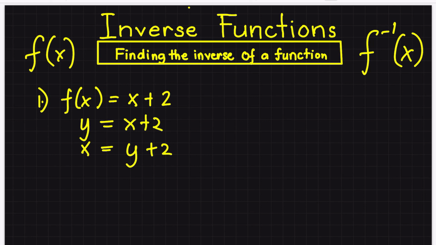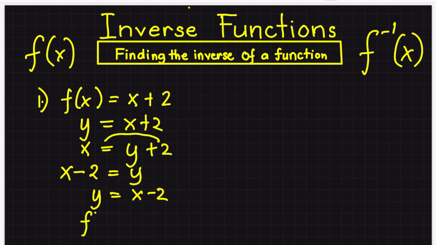Then, solve for y. So, ilipat natin yung 2 doon, magiging x minus 2 is equal to y. Or y is equal to x minus 2. Commutative property lang, kaya pinagbaliktad natin ito. So, y is equal to x minus 2. So, ito ang magiging inverse function natin. So, the inverse function is x minus 2. Ganun lang kasimple yung paghanap ng inverse ng function. Si y gagawing x at si x gagawing y, tapos solve y in terms of x.